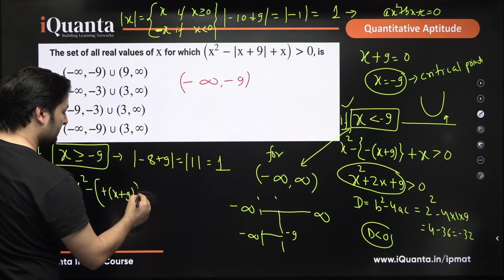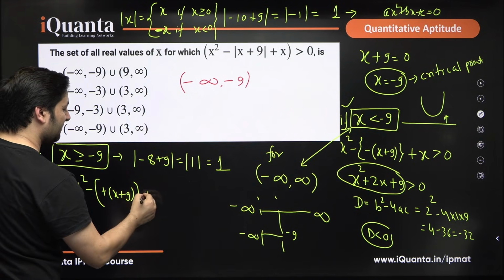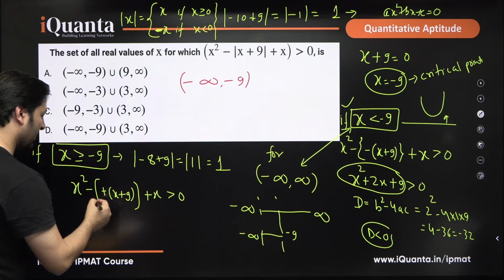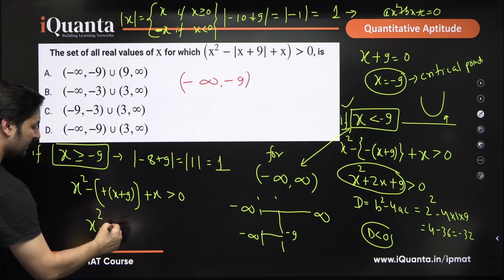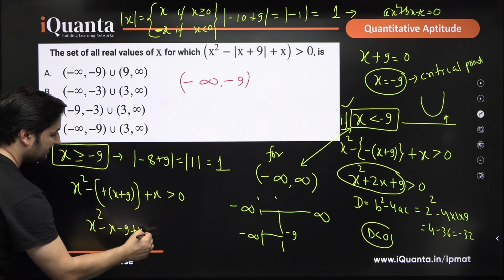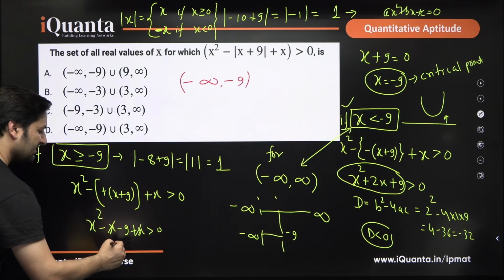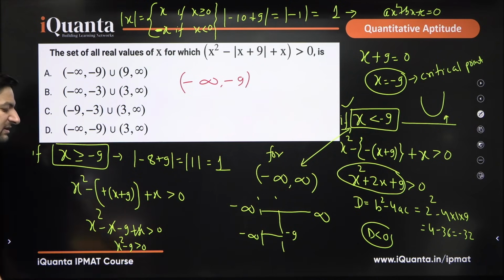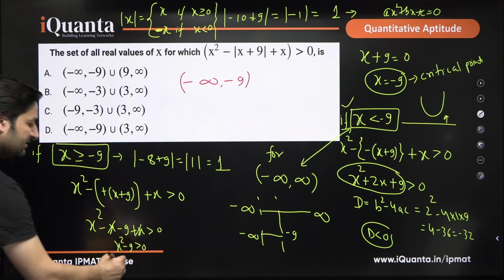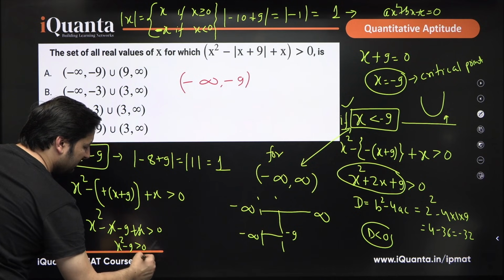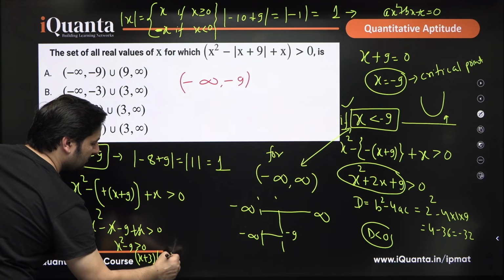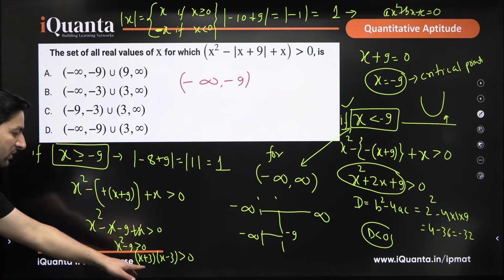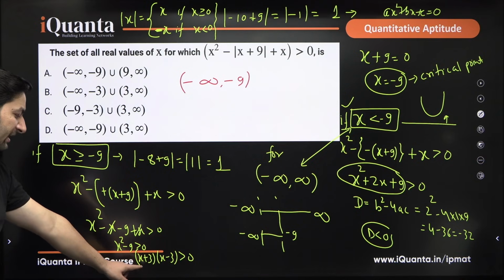Okay, this is it. And then we will have a plus x here greater than 0. What happens? x square minus x minus 9 plus x greater than 0, minus x plus x cancels, x square minus 9 is greater than 0, isn't it? That means we can write (x plus 3) into (x minus 3) greater than 0. What are the critical points here in inequality? Minus 3 and plus 3.